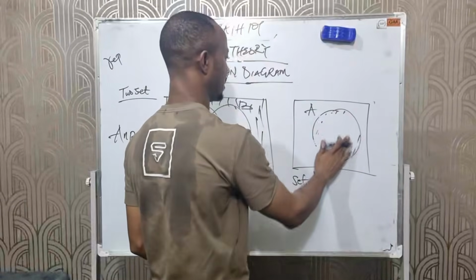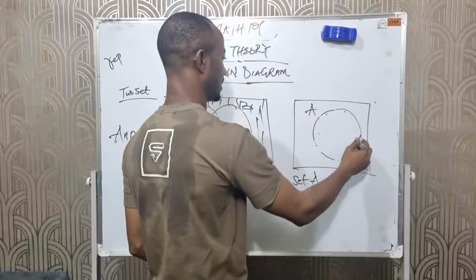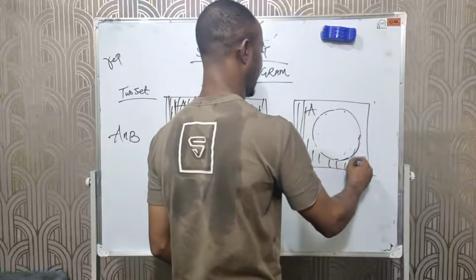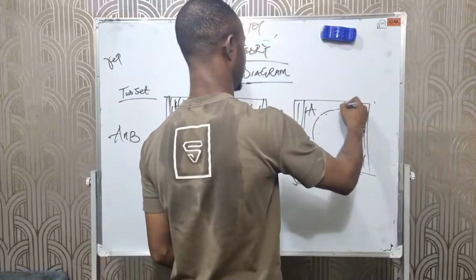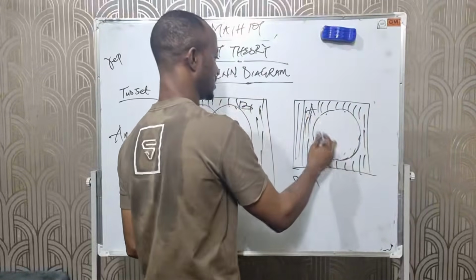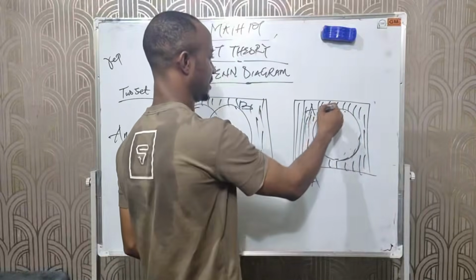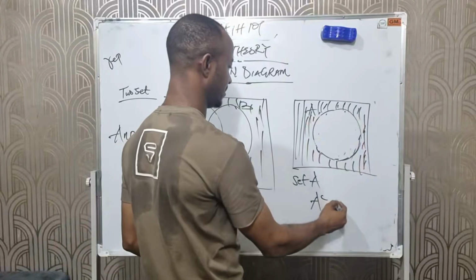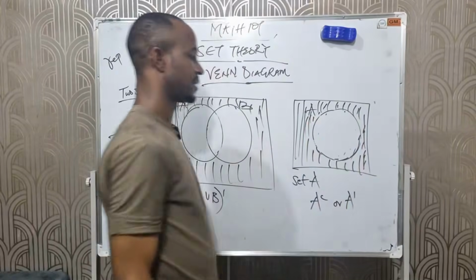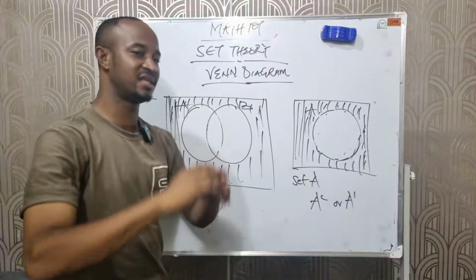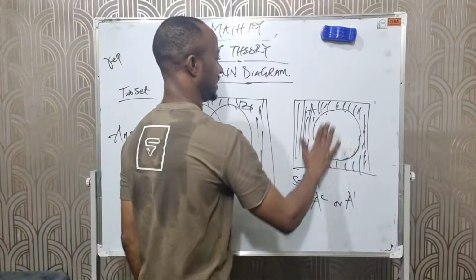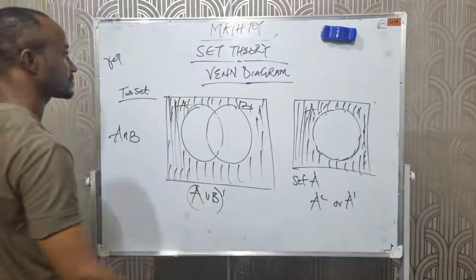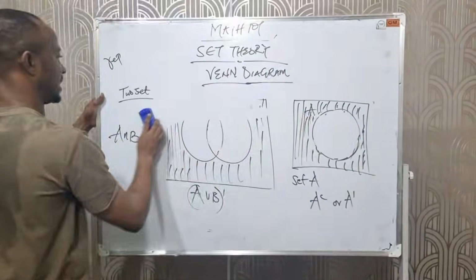What if we have this? Let's say we have a kind of diagram, and the shaded part is inside the Venn diagram, but not in any part of A. So what do we call this? This simply means A complement, right? Or A prime. It shows all the elements that are found in the general set, but not in A.